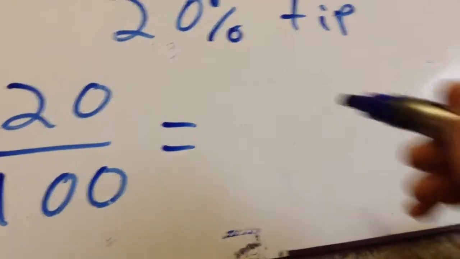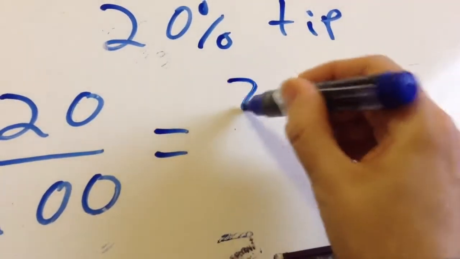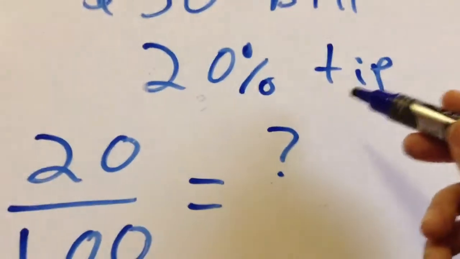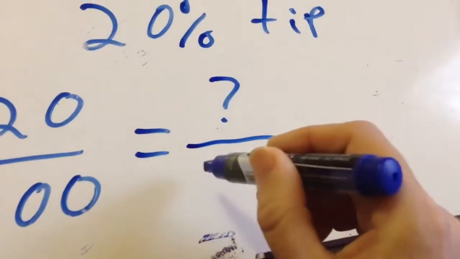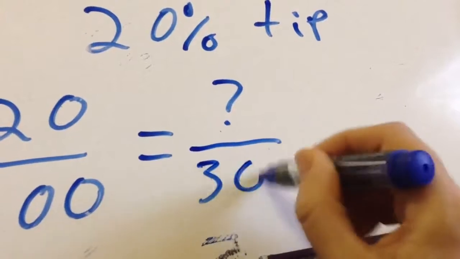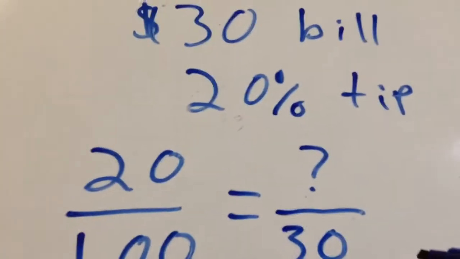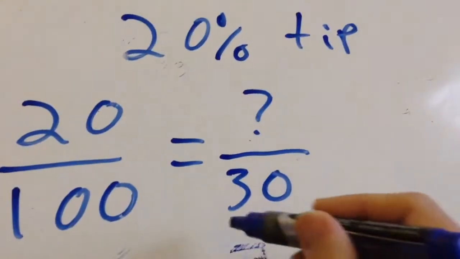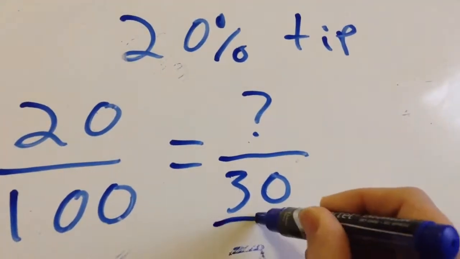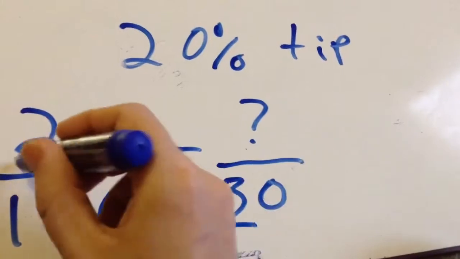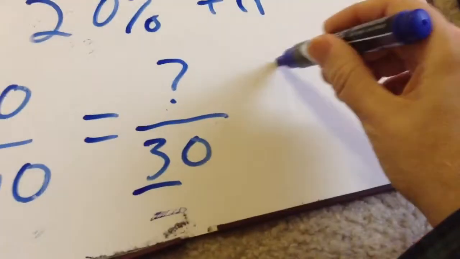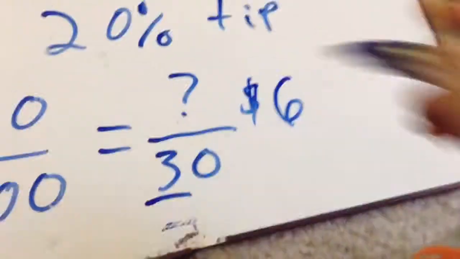And that's equal to, well, we don't know how much the tip is. Again, that tip should be the smaller number. And then over 30. 30 is the amount of how much your food costs. Again, we multiply the first digit of this number by the first digit of this number. 3 times 2 is 6. So you're going to leave a $6 tip.